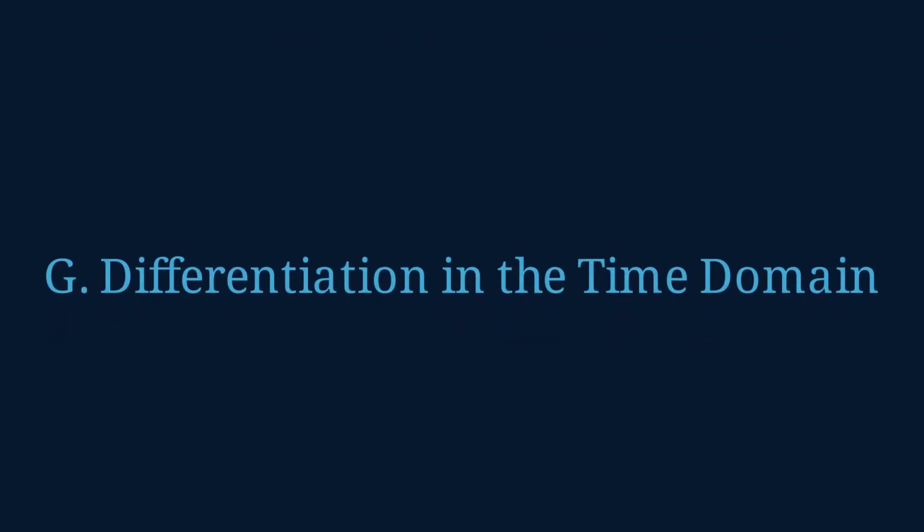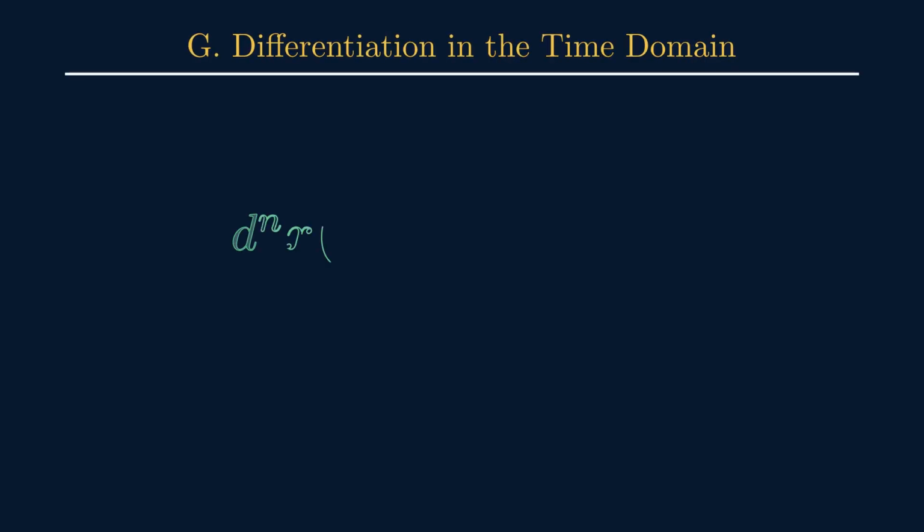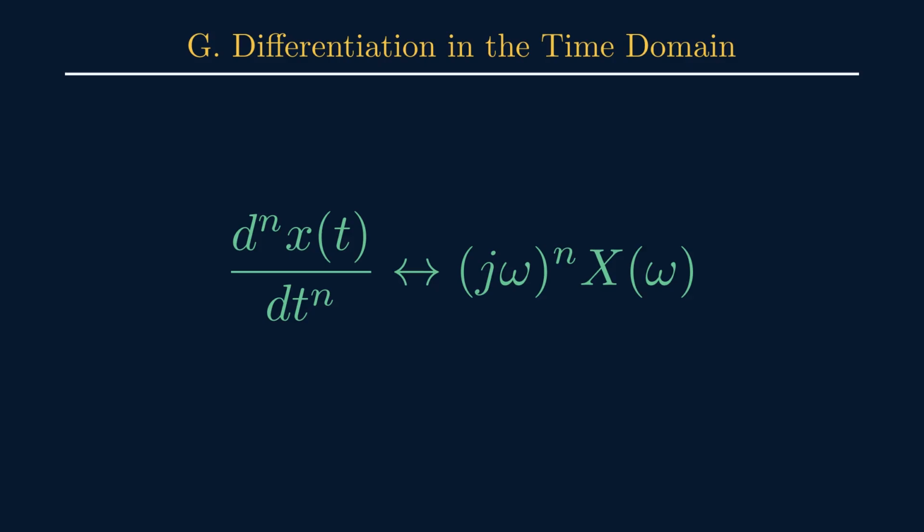Differentiation in the time domain. The mathematical expression is shown below. Differentiating a signal emphasizes rapid variations and corresponds to multiplication in frequency. Next, we will visualize how this operation modifies both shape and spectrum.